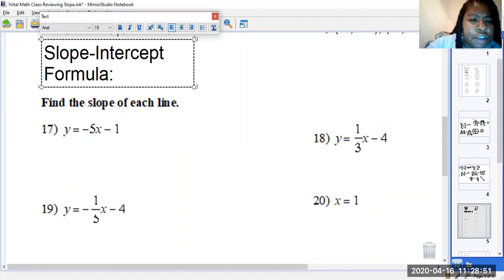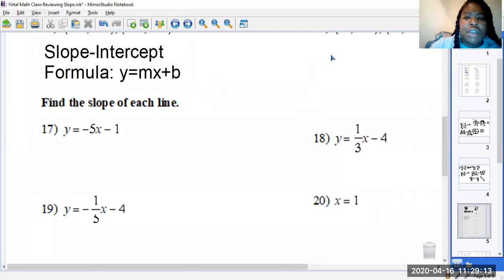What I want to use is y is equal to mx plus b, okay? Where m is your slope and b is your y-intercept. Now I'm going to come over here and we have to figure out what in the world is a y-intercept.